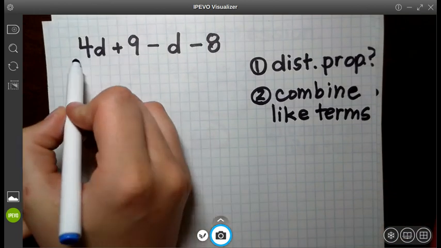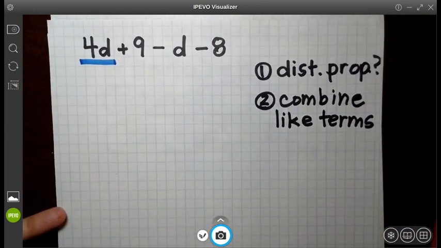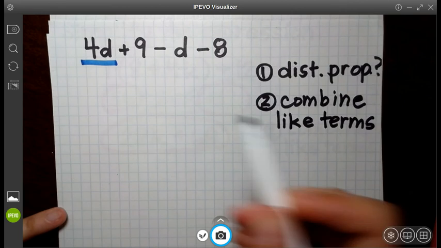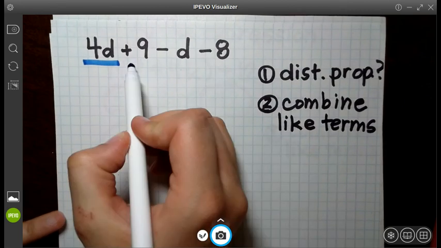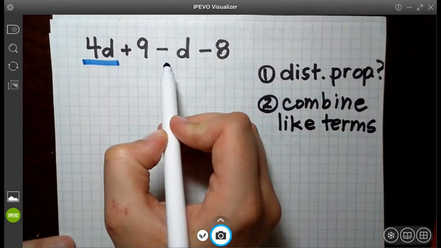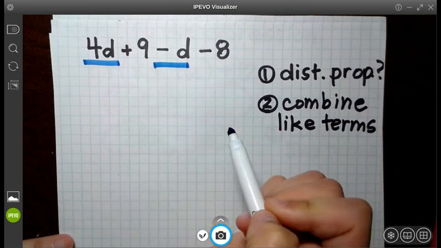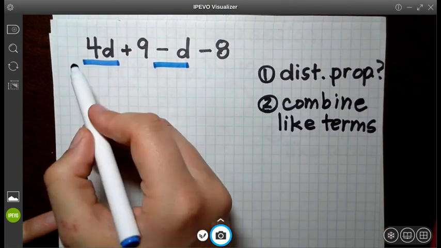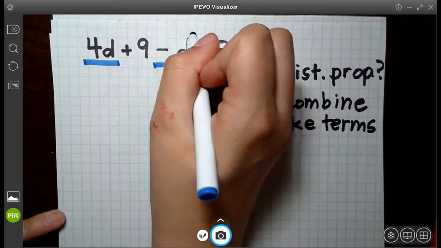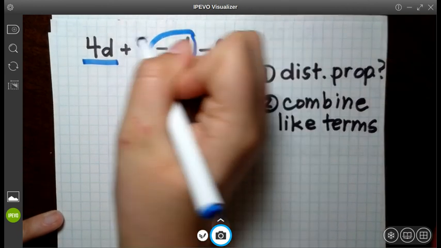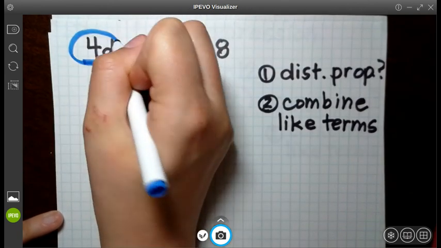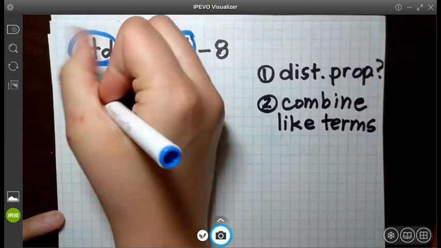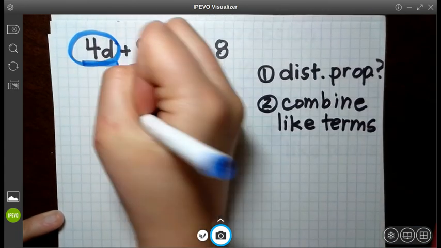So right off the bat, I see 4D. Well, is there any other term that looks like a number with D? Plus 9? No. Minus D? Yes. Minus 8? No. So 4D minus D, remember, sign goes with the term. 4D minus D gives me 3D.